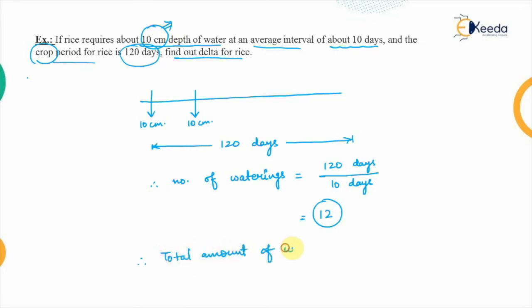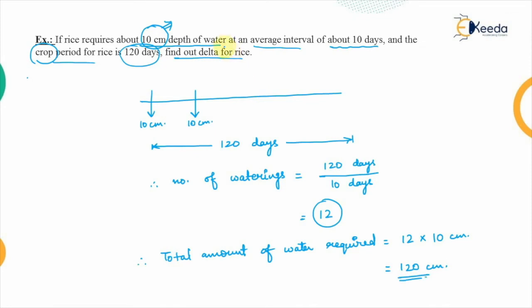Therefore, the total amount of water required for the growth of the crop, that is the number of waterings into the water required in each watering, that is 10 centimeter. So the total amount of water required is equal to 120 centimeter.